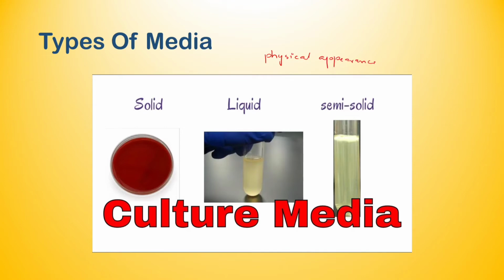Now, types of media. Based on their consistency, there are three types of media: solid media, liquid media, and semi-solid media. These types are based on physical appearance, and based on their consistency.